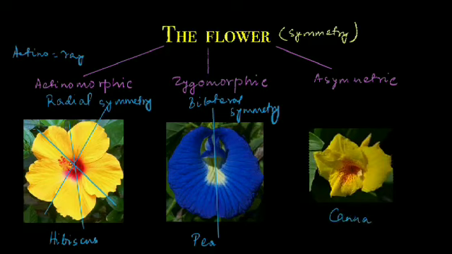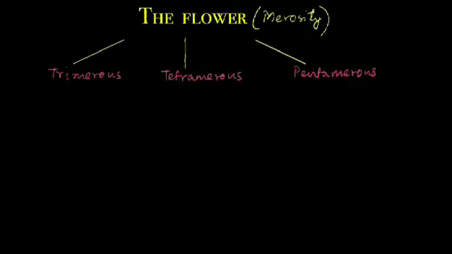This is only one way in which the flower can be classified. There are other ways too. Another way of classifying the flower is merosity. What is merosity? It is the number of the parts of a flower, like the number of petals, number of sepals, or the number of stamens. So most of the flowers are either trimerous, tetramerous, or pentamerous. What do I mean by that?